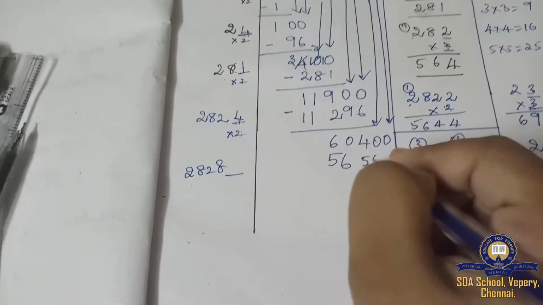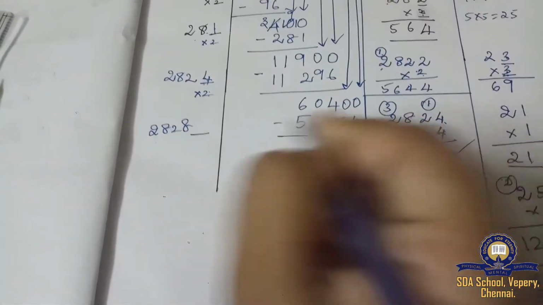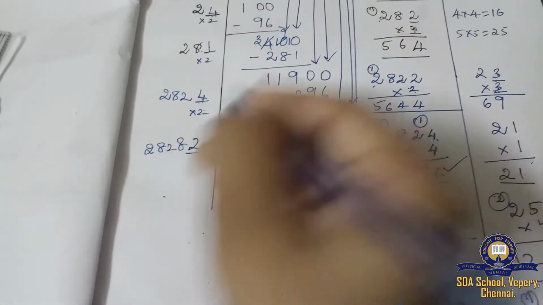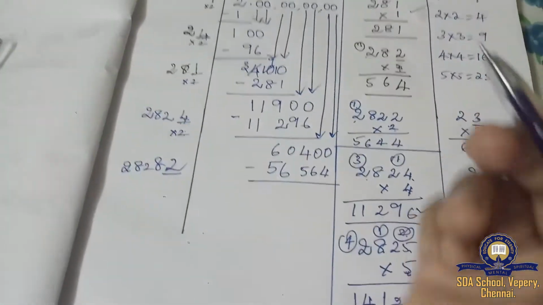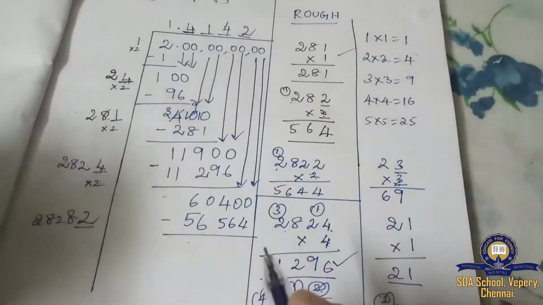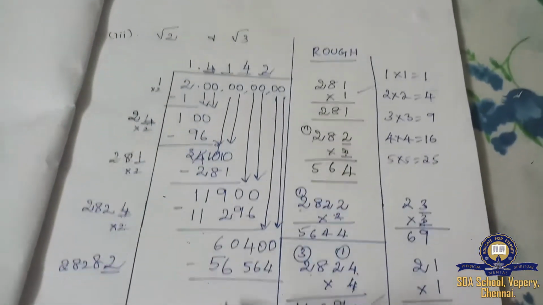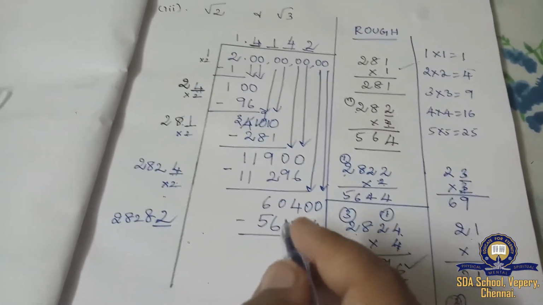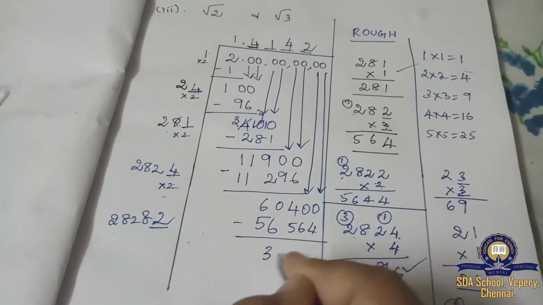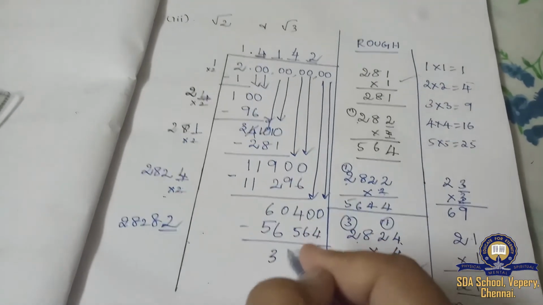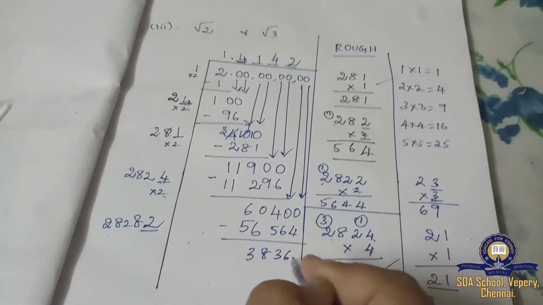I have to subtract. First of all, I did 2, no? I have to put 2 over here as well as 2 over here. Okay, students, I have to put 2 over here as well. Now I have to subtract. What answer will I get? I'll get 3,836. It goes on and on.